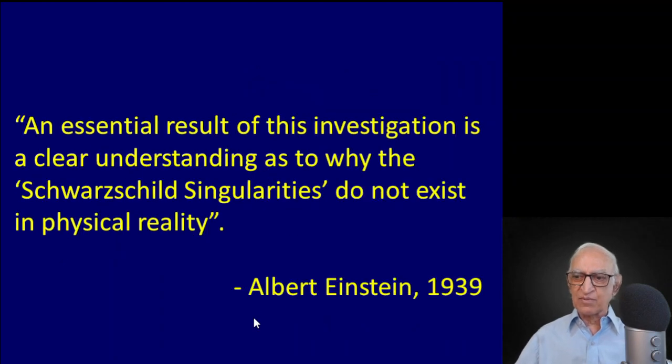The same year as Oppenheimer and Snyder's paper, Albert Einstein wrote a rather important paper where he argued that black holes predicted by his own theory of general relativity cannot possibly exist in nature. Here is a sentence from this paper, and I quote, "An essential result of this investigation is a clear understanding as to why the Schwarzschild singularities do not exist in physical reality." The fact of the matter is, although mathematically this paper by Einstein was quite rigorous, his physics was not quite correct. He did not allow for the possibility of an implosion of the star.